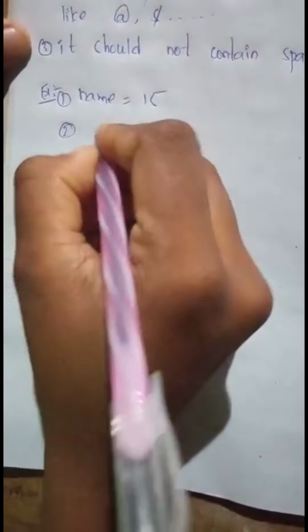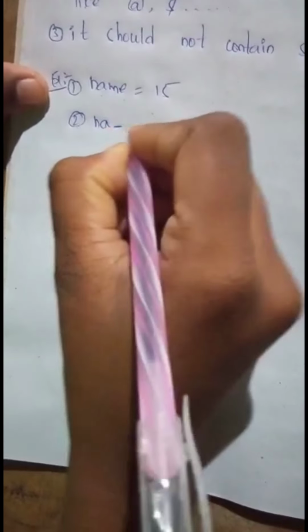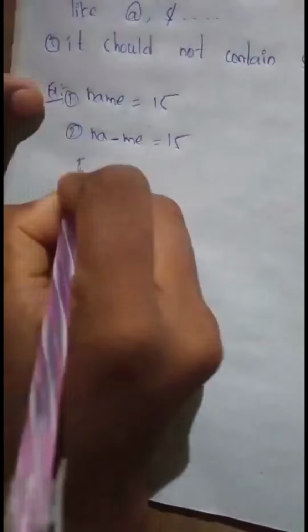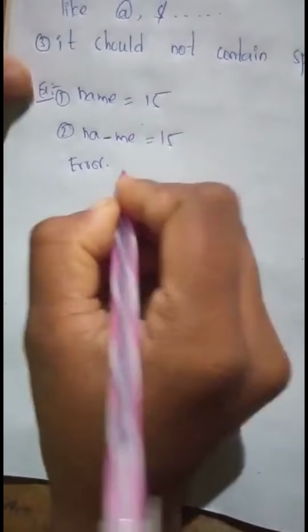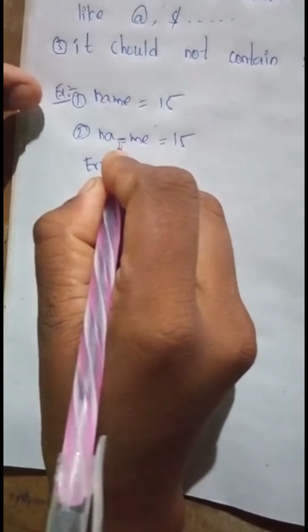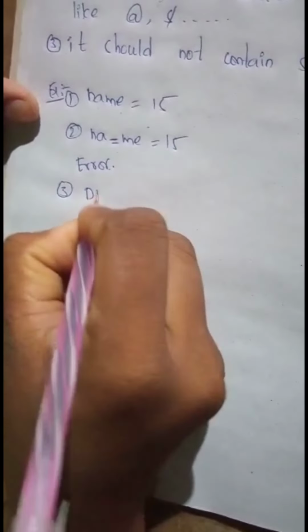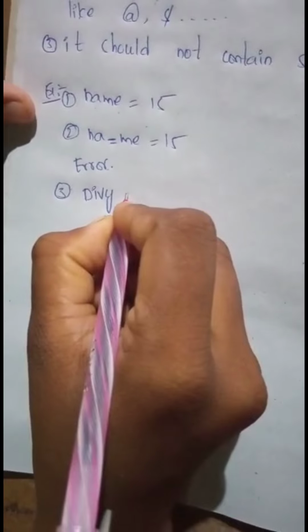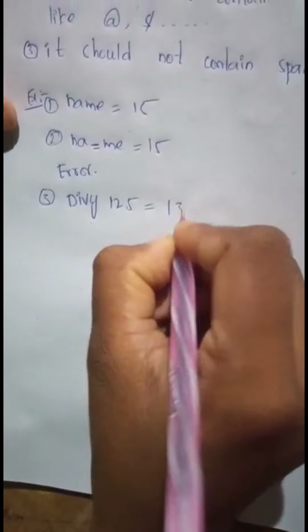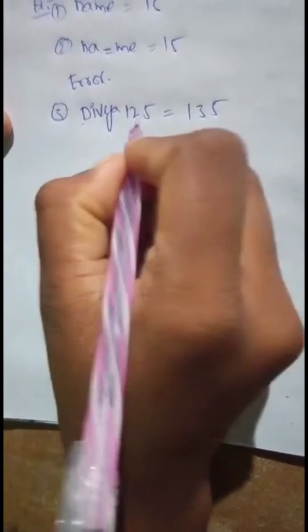And second one, here I'm writing a name, NEME space ME 15. Here it shows error. Why? Because I explained that it should not contain any space, right? And third one is Divya 125 is equal to 135. Is this correct? No, because it does not start with a number, right?